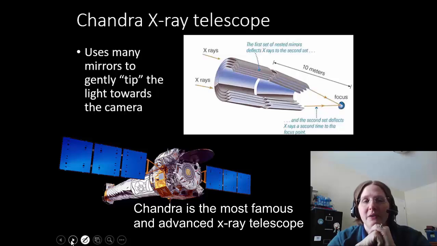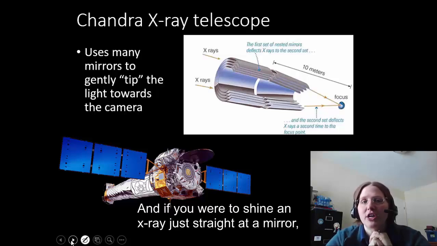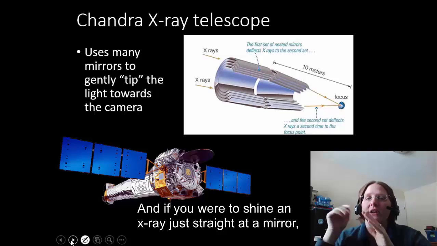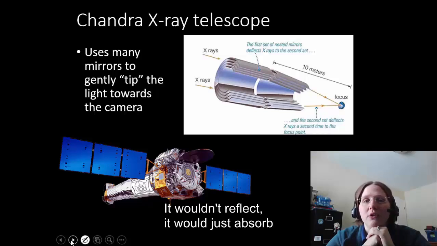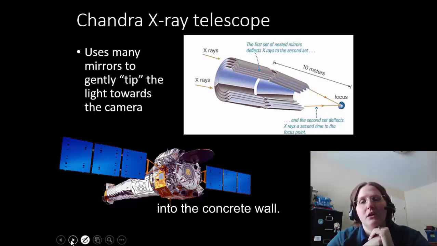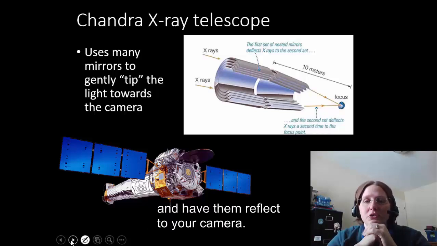Chandra is the most famous and advanced X-ray telescope that we have right now. It has to be built a little bit differently because you're catching a different type of light. And if you were to shine an X-ray just straight at a mirror, the X-ray would just see it like a concrete wall. It wouldn't reflect, it would just absorb into the concrete wall. So you can't just shoot X-rays straight at a mirror and have them reflect to your camera.